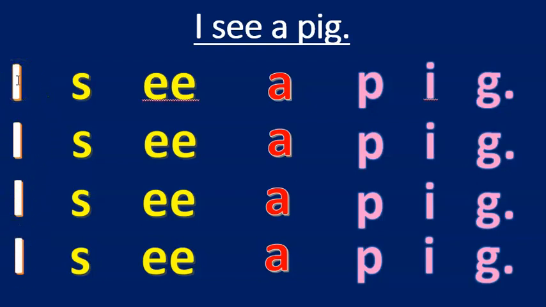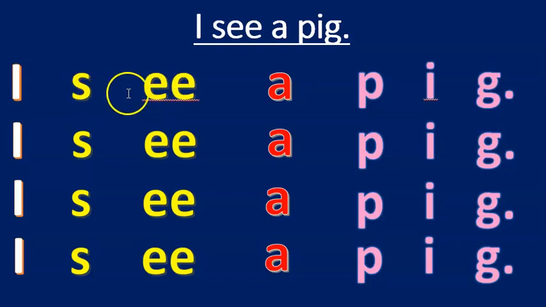When you see this letter, all you're going to say is I, okay? Say I. I. I. I. That was pretty easy, wasn't it? Now let's come here and let's do these yellow words.